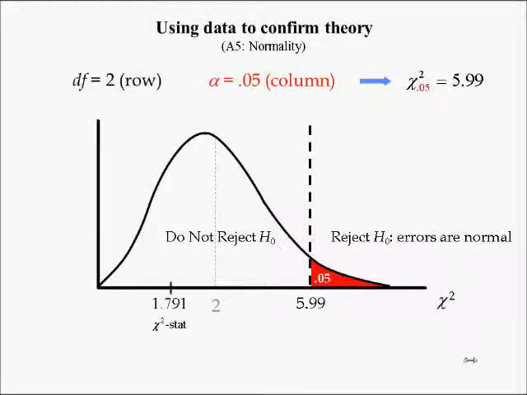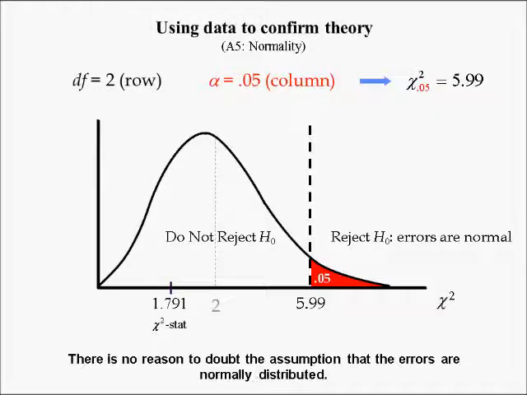Okay. Now our chi-square stat was 1.791, so we're really close to 0. Now the closer the chi-square stat is to 0, the closer the histogram is to the normal distribution. So you want a chi-square stat that is close to 0. Hence, there is no reason to doubt the assumption that the errors are normally distributed.